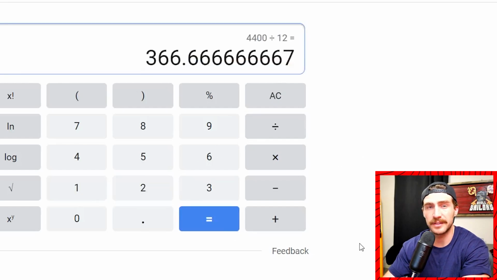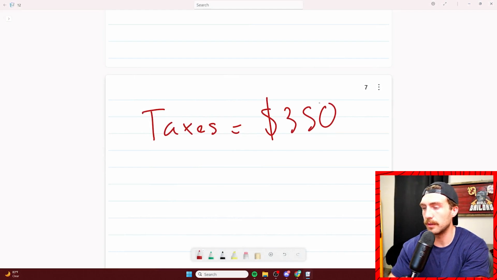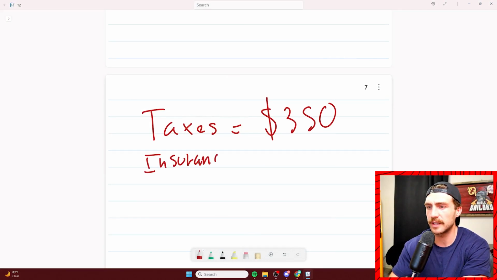Divide that by 12. That's $350 a year. I mean, a month. I wish taxes were $350 a year. Oh my God. So we have taxes at $350 a month. Insurance, how much is insurance? Well, I just know that insurance for a house like this is probably going to be anywhere from $150 to $200. This house, I'm going to say it's closer to $150.